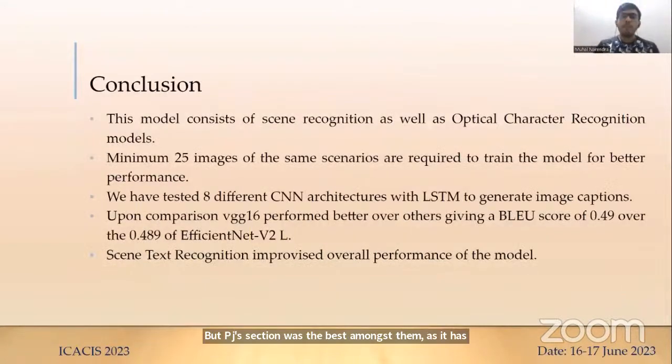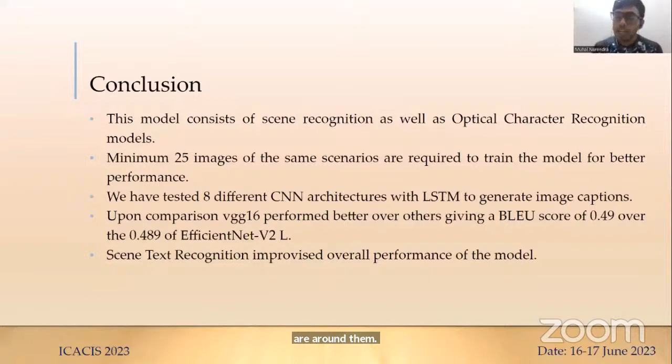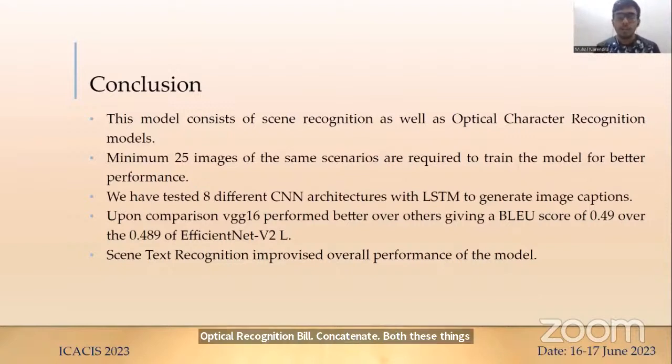To conclude, we have built this model to assist blind people in better recognizing the scenarios which are around them. Our model, which does scene recognition as well as optical character recognition, concatenates both these things and gives a better caption. While training, we have deduced that you need at least a minimum of 25 images of a certain scenario to train the model for getting captions of good enough quality.